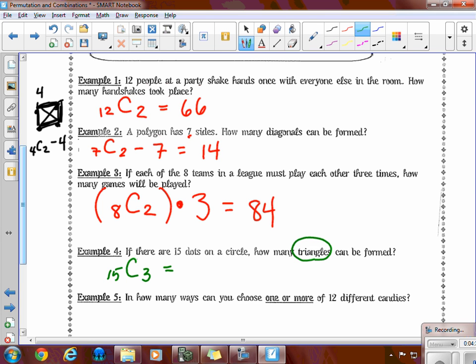If there's 15 points on a circle, I should be able to make 455 different triangles. And the last example, example 5.